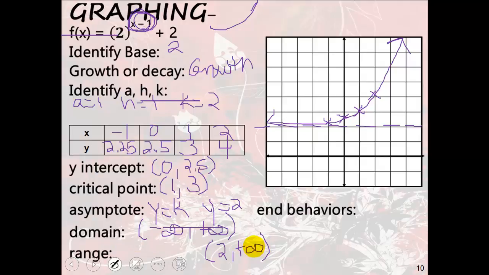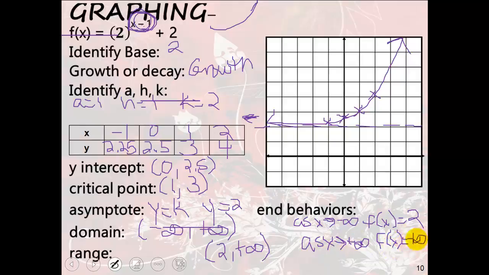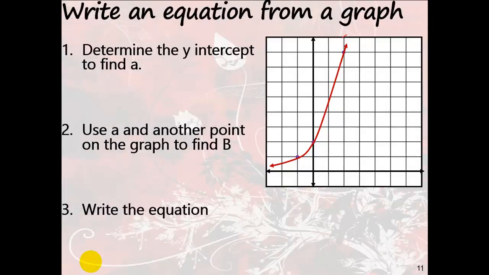And then my end behaviors, as x goes to negative infinity, so it's going out here, your y value, f of x, is getting closer to 2, the k value. And as x goes to positive infinity, f of x is going to positive infinity, right? So these are, that's right, we're going to write an equation.